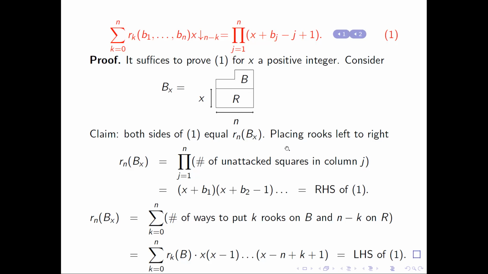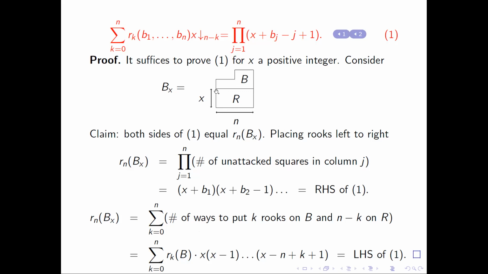Well, the number of ways to place K rooks on the upper board is obviously the rook number of order K, the number of ways to place K non-attacking rooks on the board B. And then what we have to do is place N minus K rooks down here. And then we reasoned in class that what happens is if you've placed K rooks up here, it eliminates K columns from consideration here. Okay.